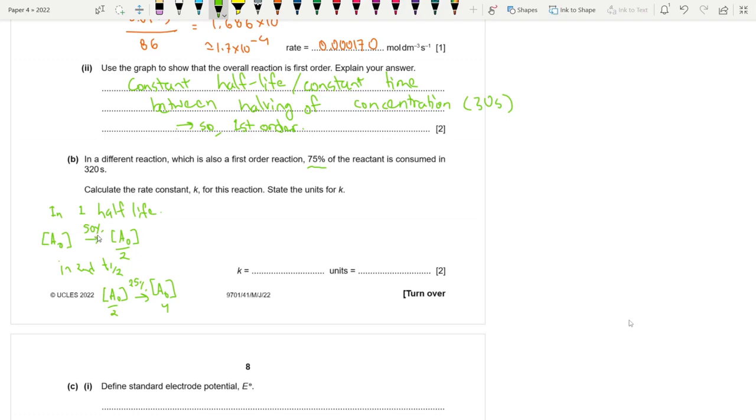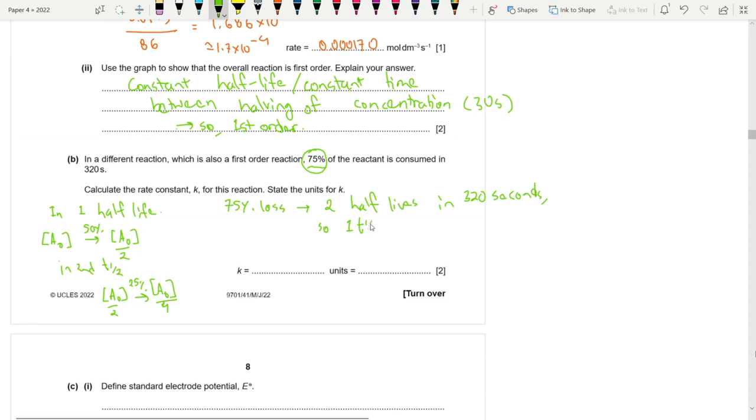So how much did we lose actually? 50% of the initial concentration in the first half-life, followed by 25% of the initial concentration. So in total we lost 75%. So 75% loss means two half-lives have passed, in 320 seconds. So 1 T half is equal to 160 seconds.